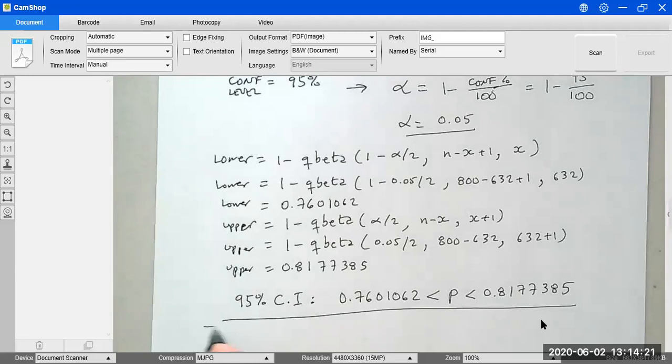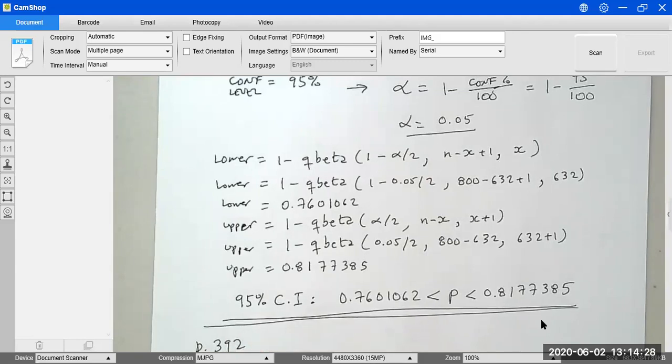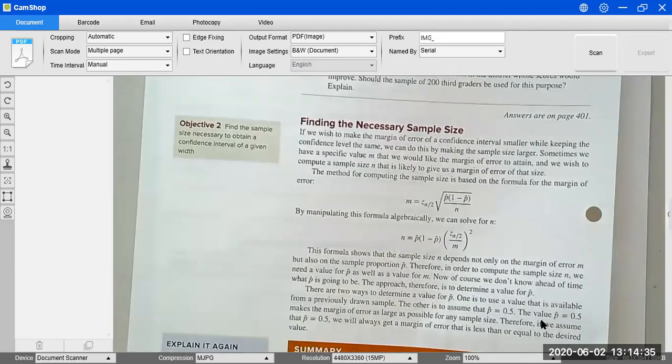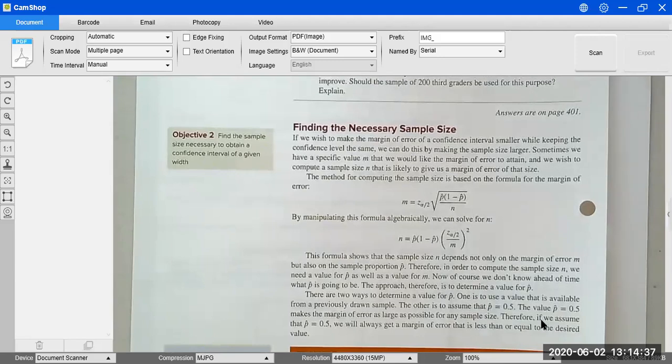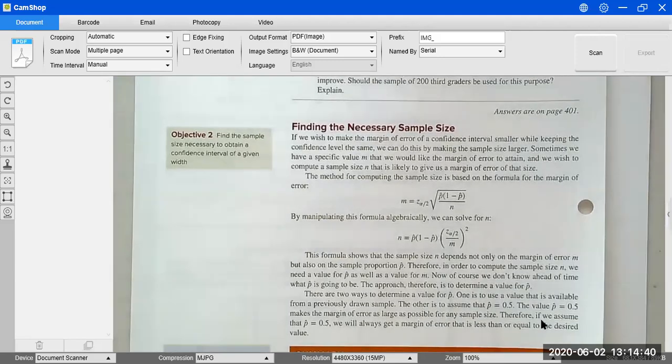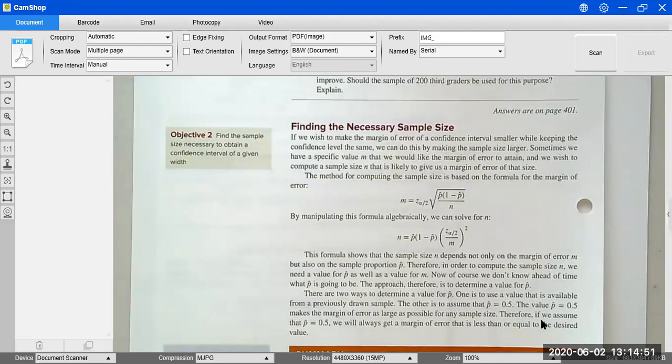Now we're gonna go to page 392. In that page we're gonna use a method to find the size of the sample. So sometimes when you're gonna conduct a research, you want to know what is gonna be the size of the sample that is gonna give you a certain margin of error. So we're gonna use the formula that is on page 392.